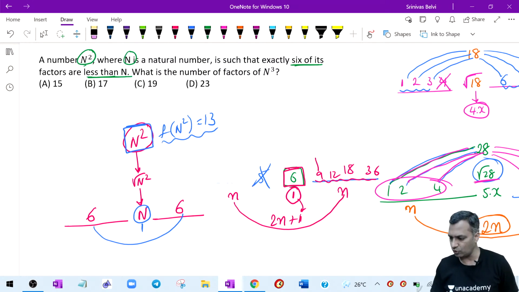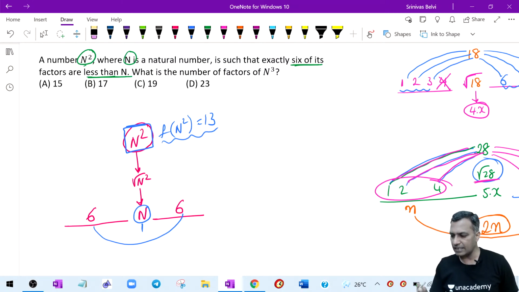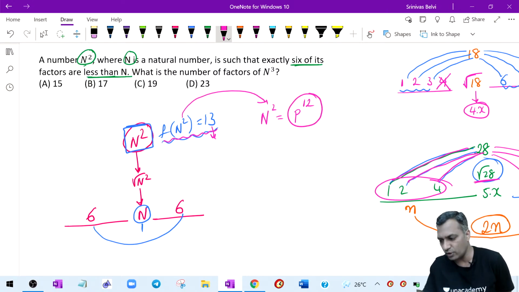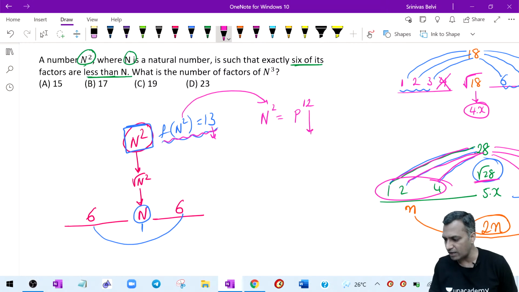So far it is good. Therefore, now coming to this. If the number of factors is 13, then n square should be of the form p raised to power 12. That is the only way, right? So p raised to power 12. What are you trying to say? Factors of n square are 13 means my n square should be of the form prime raised to power 12. That's the only way. Therefore, it will have 12 plus 1 factors.